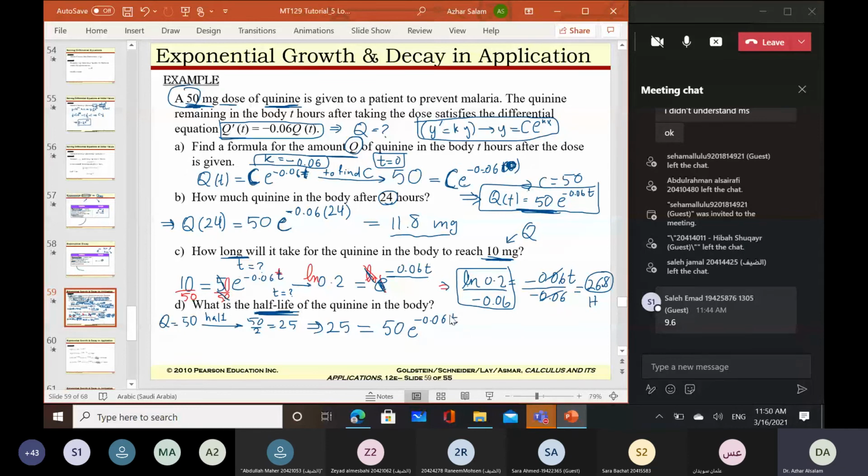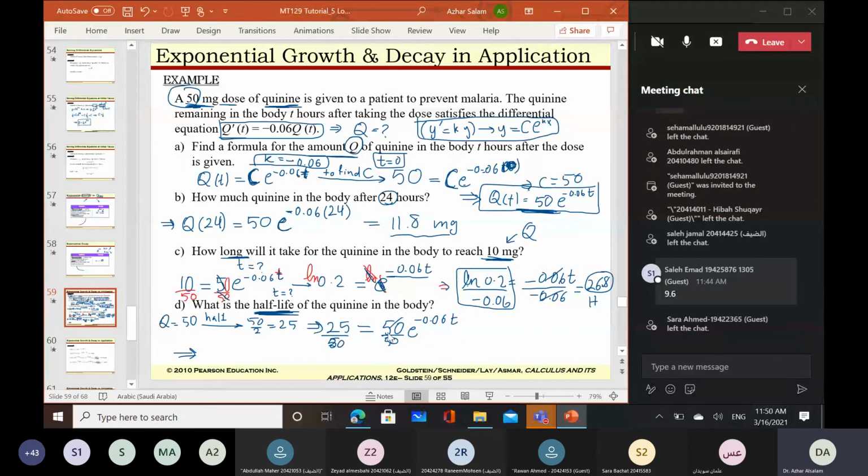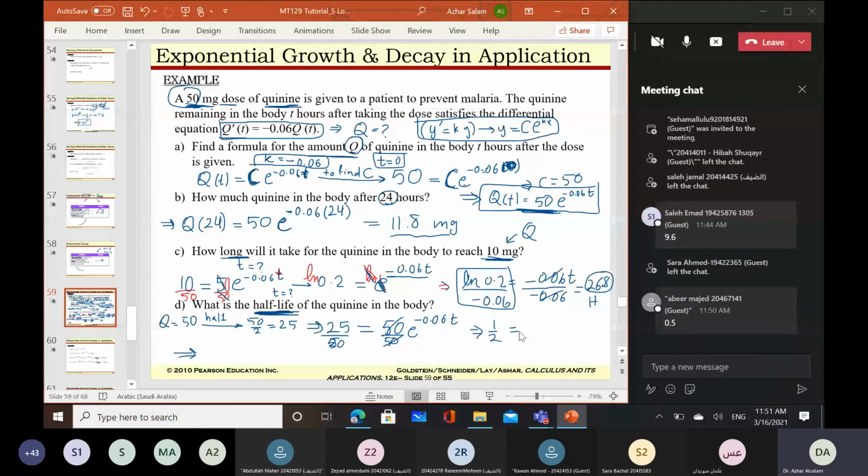This is the unknown that I want to find, and all the other values are given. I only changed the 25. The 25 is half the amount, and I want to know the time that gives me this half amount. So here also, divide by 50 for both sides to get the e alone. So here it will be a half equal to e to the power minus 0.06 t.